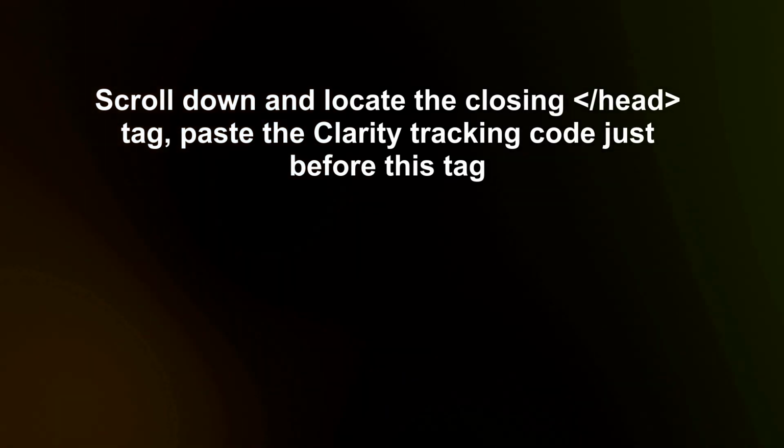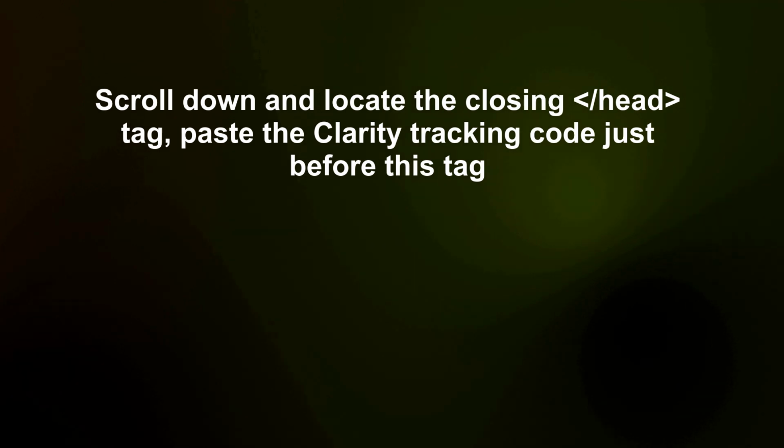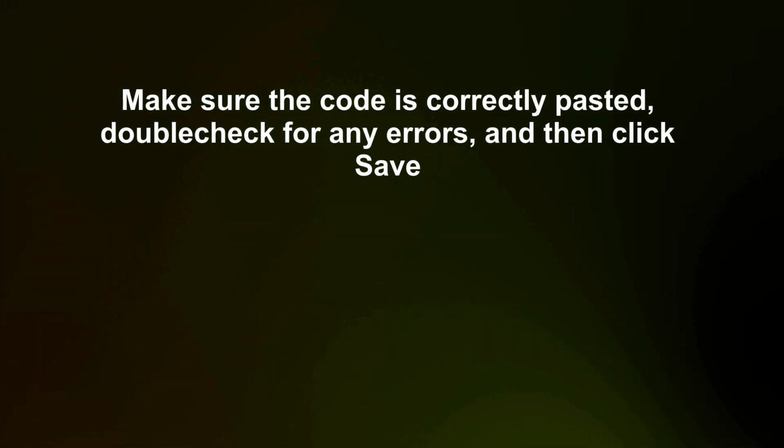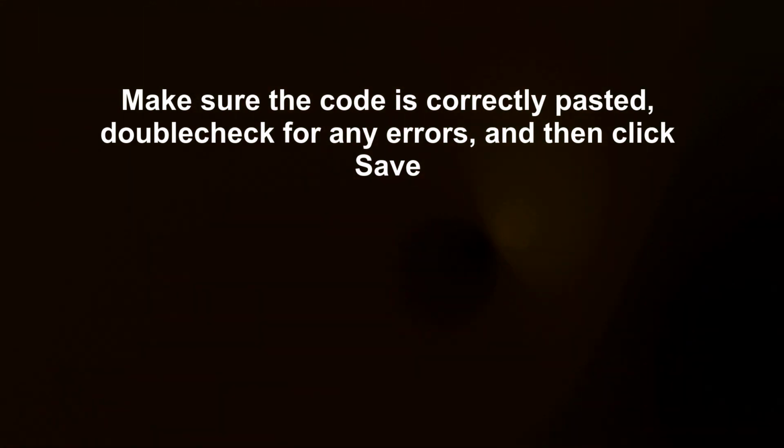Scroll down and locate the closing head tag. Paste the Clarity tracking code just before this tag. Make sure the code is correctly pasted, double-check for any errors, and then click Save.